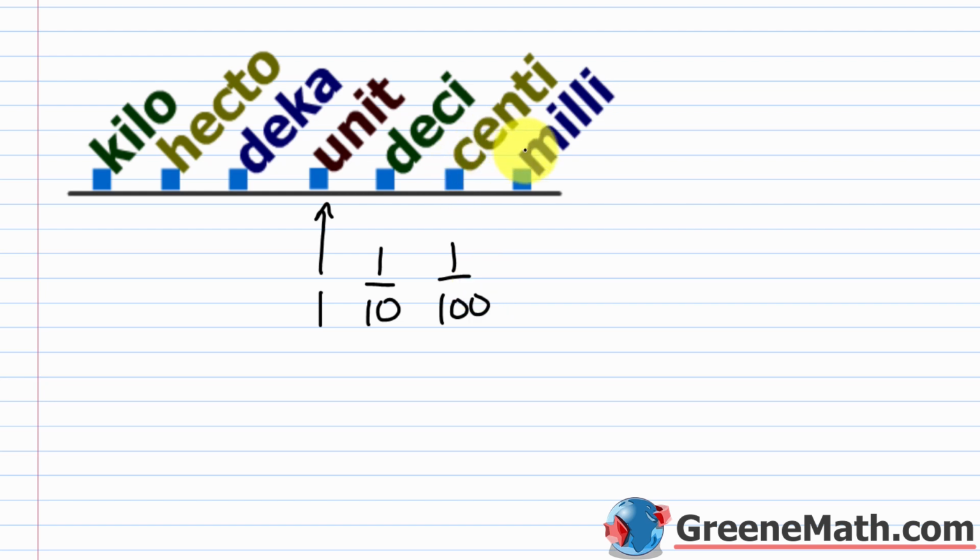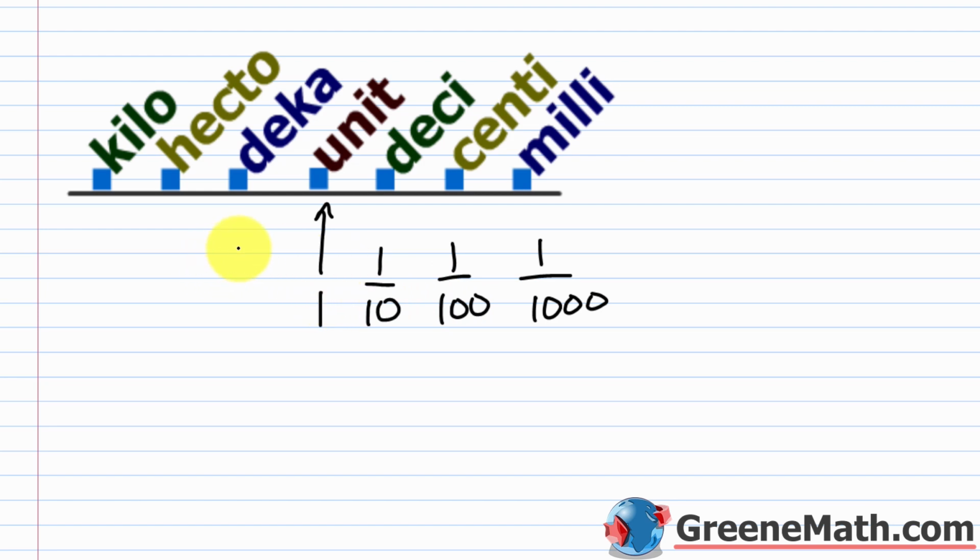And then if I go to the right one more time and end up at milli, I would divide by 10 again, or multiply by 1/10, and I'd end up with 1,000th. Or again, I could put 0.001. Now, as I go to the left, notice I'm just multiplying by 10. So this times 10 will give me this. This times 10 will give me this. This times 10 will give me this.